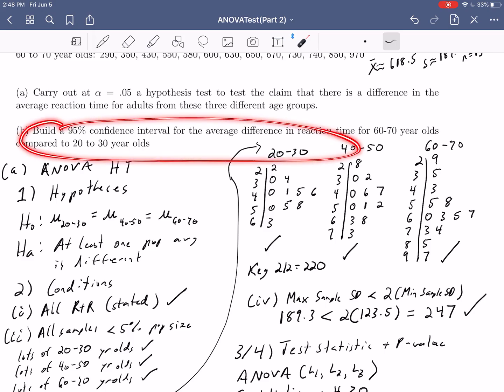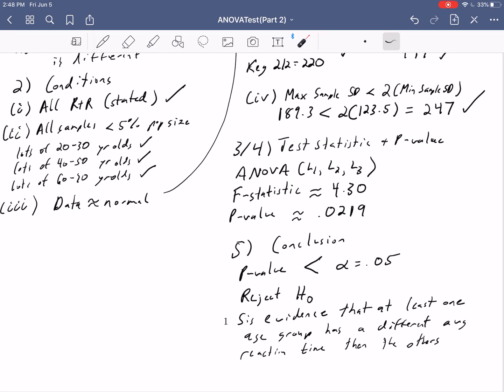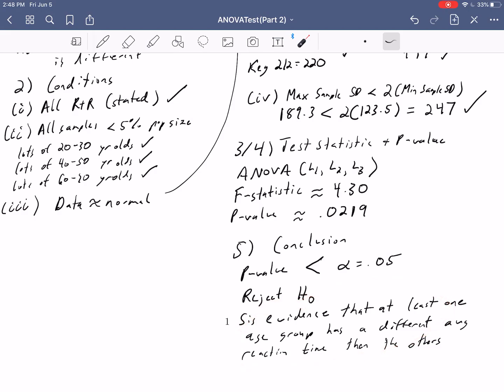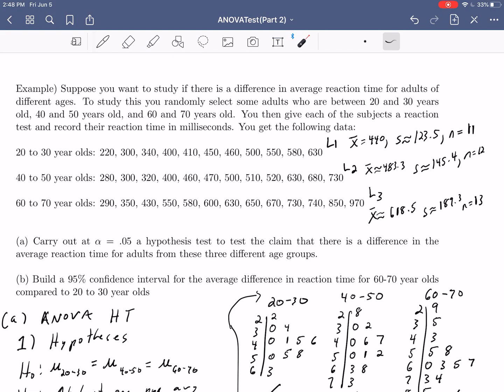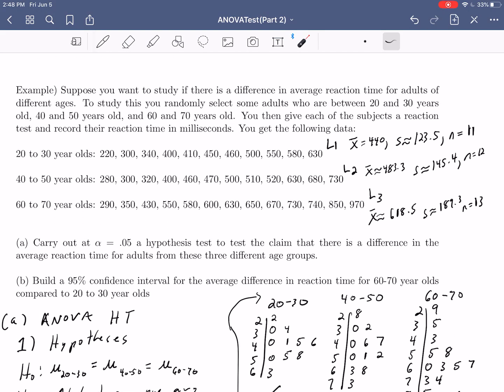Why would we do this as a follow-up? Well, we just found that there's evidence that there is some difference amongst the groups. And if we just look at our data, at a glance, it would be pretty reasonable to assume these guys were pretty close, average 440, average 483.3. There's probably not much of a difference there. This one does seem significantly different, 618.5. That's why we're going to build an interval that involves the 60 to 70-year-olds versus the 20 to 30-year-olds. So let's go ahead and do that on our next page here.